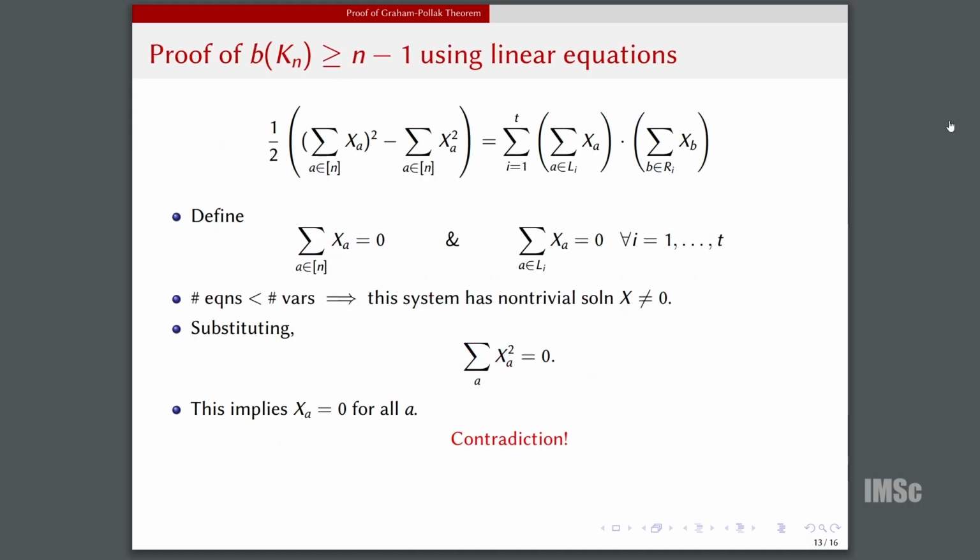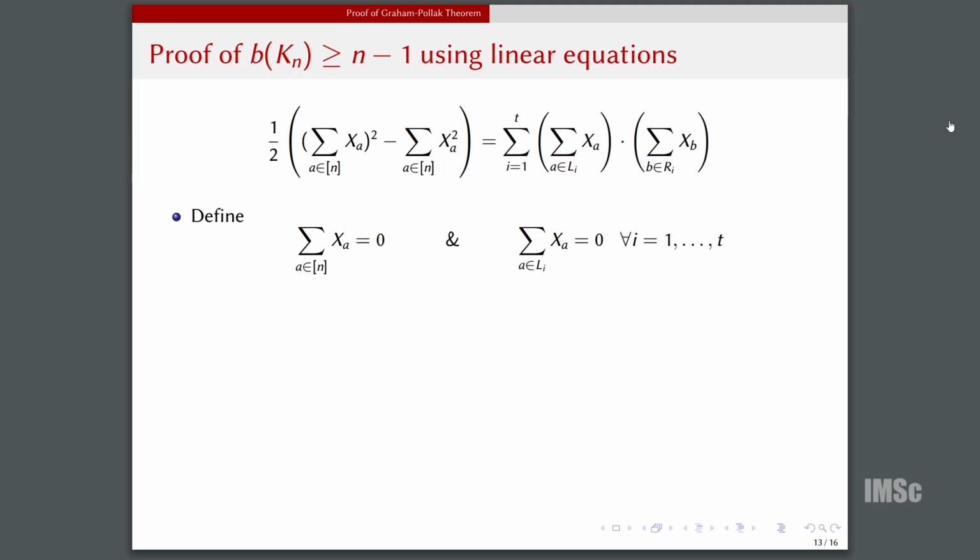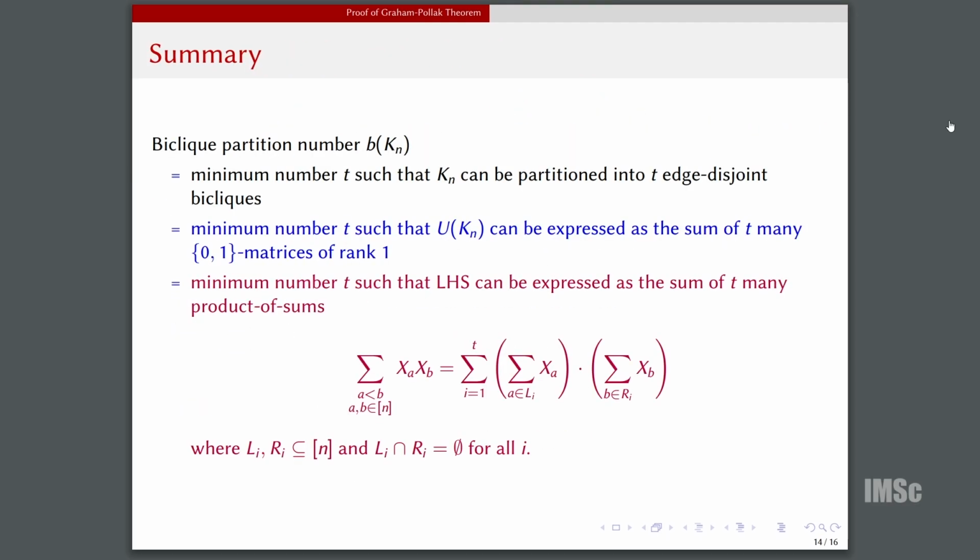So here the idea was recognizing that you can encode the information about the biclique partition in terms of this equation, and what we did at the end was write the left hand side as a sum of products of sums, and it turns out that the biclique partition number is also the minimum number such that this LHS can be written as a sum of t many products of sums.